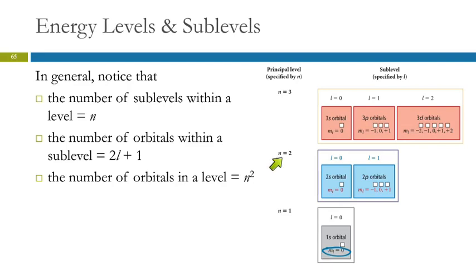If we go up to the second level, now we have 2 possibilities for L. L can be 0 or 1. When L is 0, as we saw, there can only be m sub L equals 0. L equals 0 corresponds to S, and so this is the 2s orbital. When L equals 1, m sub L can be minus 1, 0, or plus 1. So now there's 3 different possibilities. L equals 1 corresponds to P, and so these are 2p orbitals. There are 3 of them.